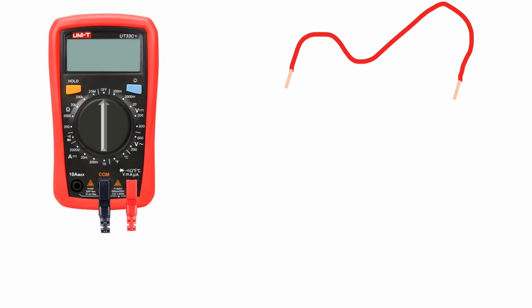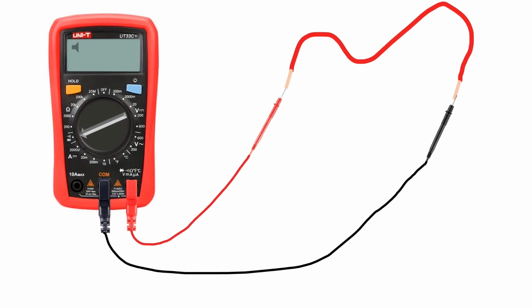Now we will test the continuity of a wire. We want to check whether the wire is good or bad. So to test the wire continuity, the pointer of the meter should be placed in the continuity mode. Then after connecting the two probes of the meter to the two ends of the wire, the meter will show 00 reading and a beep sound.